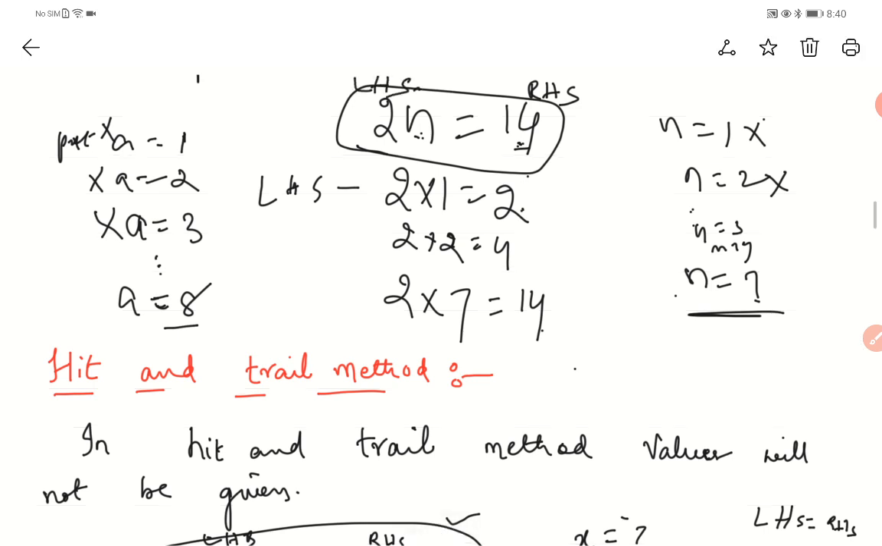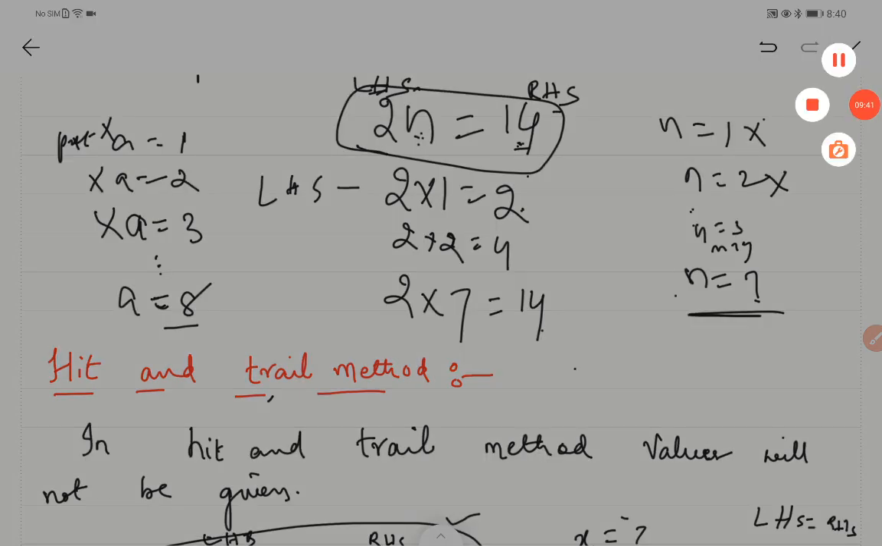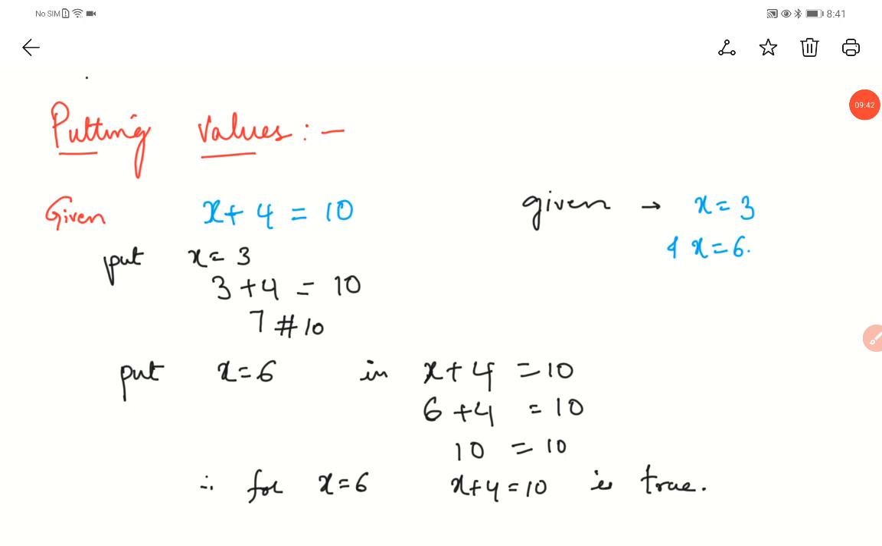Okay, so this is called the trial and error method, or you can say hit and trial method. So you are just trying to take some values and find out for which value of n your LHS is equal to RHS. Okay, sometimes what happens is, that was the trial and error method which we had seen.